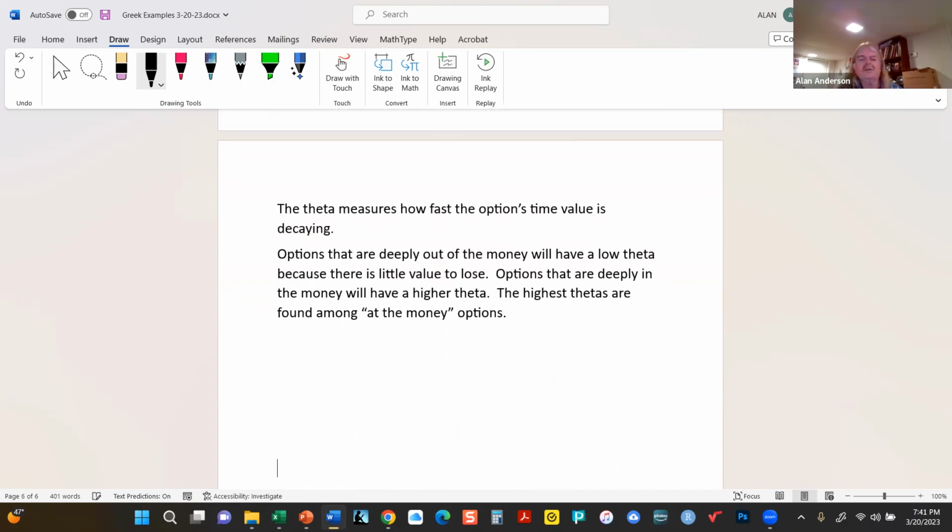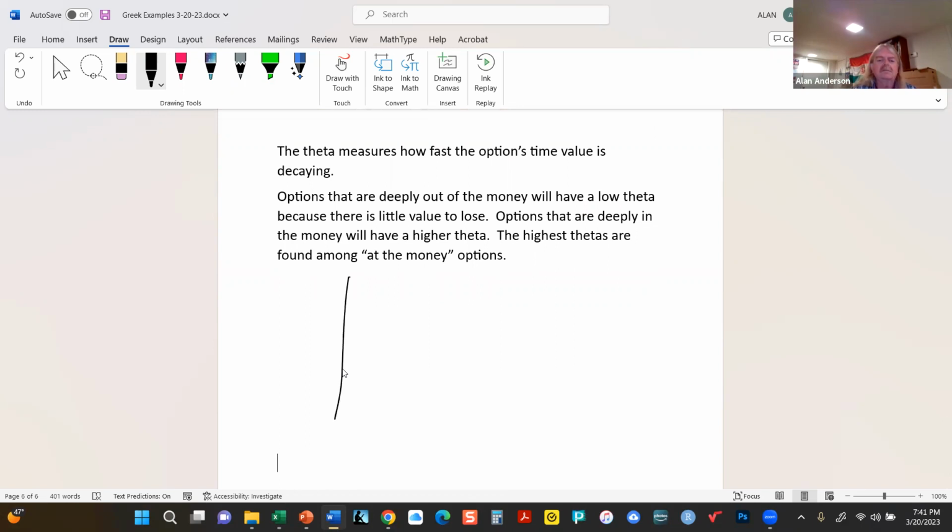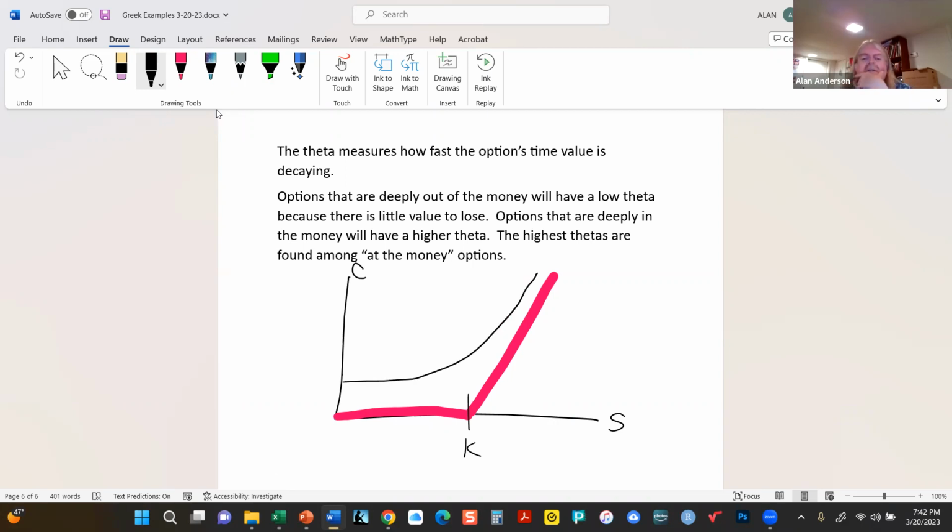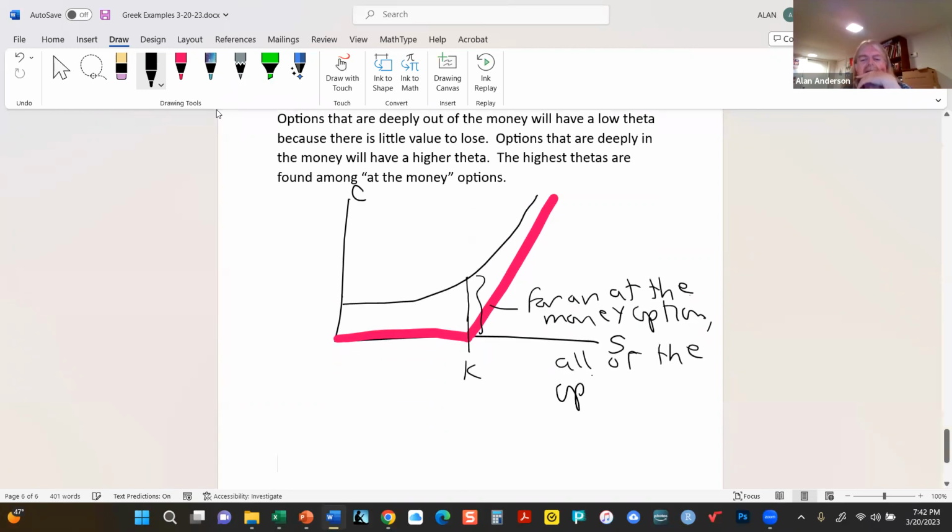Let me see if I can draw a proper picture of this so you can see why this must be the case. Let's say, okay, I can live with this. What I'm trying to get at here is that at the money, the entire value of the option, all of the options price is time value. It's all time value.